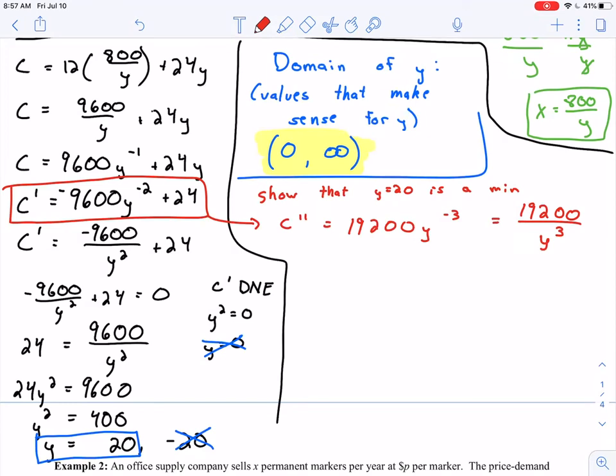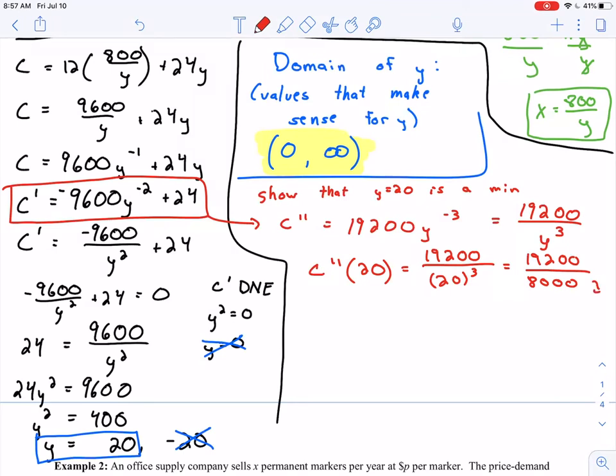Now I'm going to do my second derivative test, which means I'm just going to take 20 and plug it into the second derivative that I've just found. So c double prime of 20 is equal to 19,200 divided by 20 to the third power. This will end up being 19,200 over, what would I have, 8,000, I believe. I don't really care so much what that number is. Remember, I really care about the sign of that number.